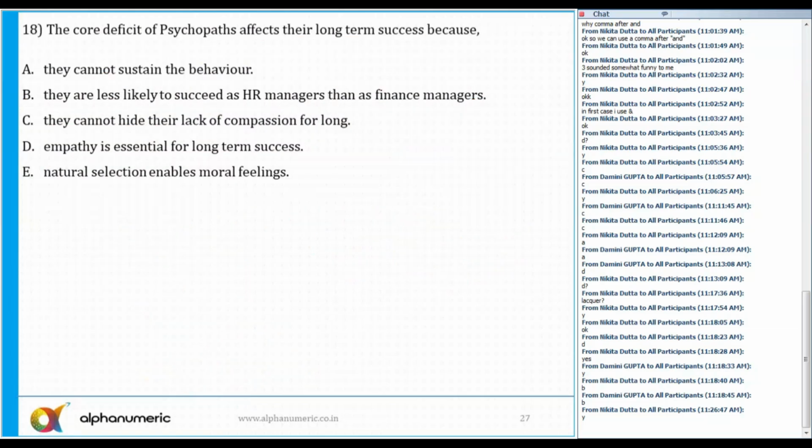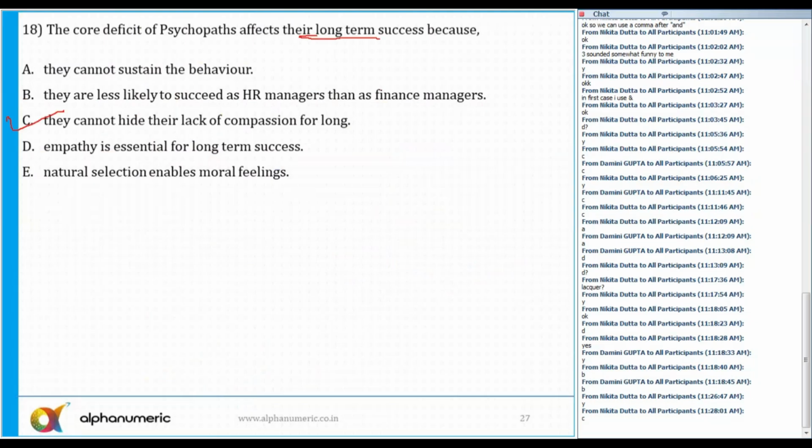Based on this, he's asking you question number 8. The core deficit of psychopaths affects their long-term success because, why does it affect the long-term success? Because they simply cannot suppress their true feelings. Their true feelings are that they lack compassion. They cannot hide their lack of compassion for long. How long can they pretend? Somewhere down the line, they are going to get caught. Okay. So I think the answer for this question should be C. If this is clear, let's move to question number 19.